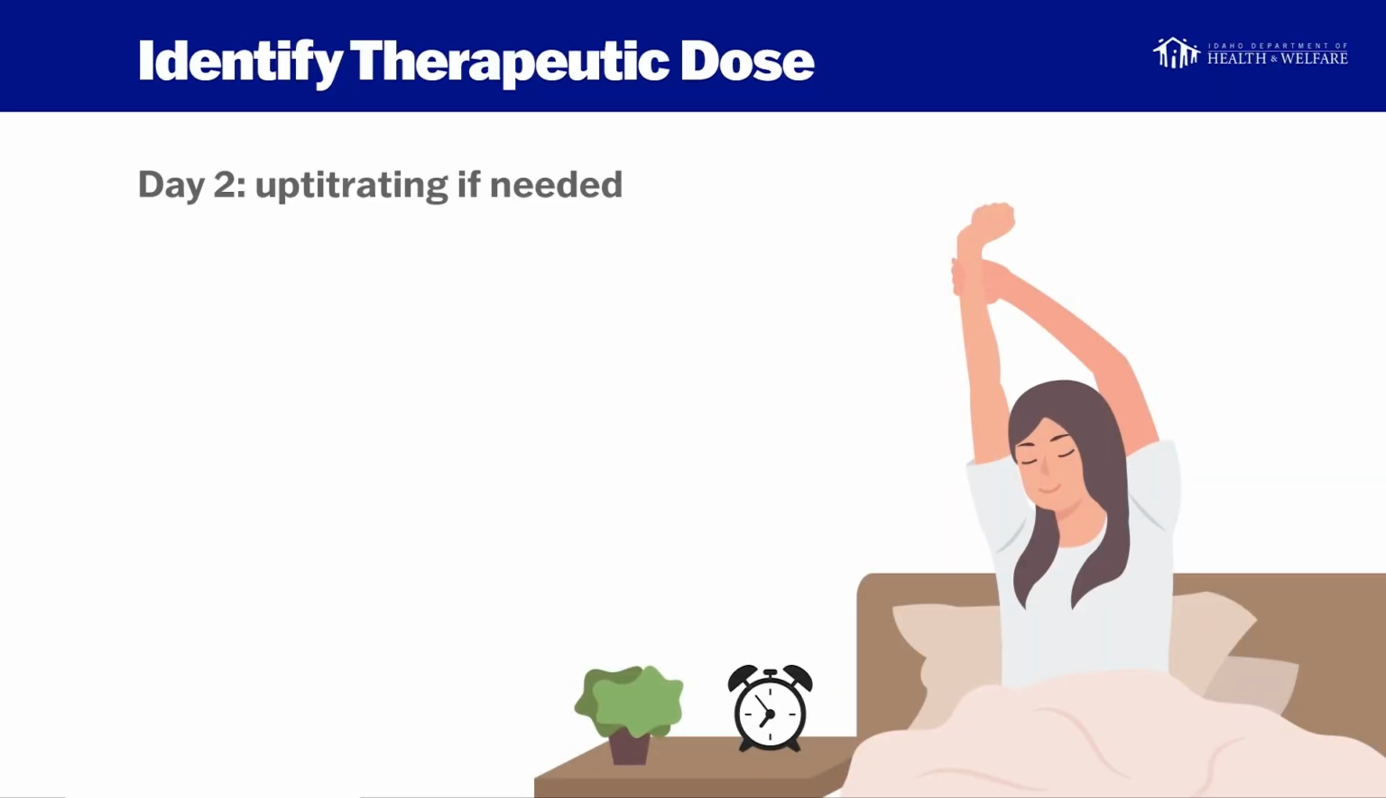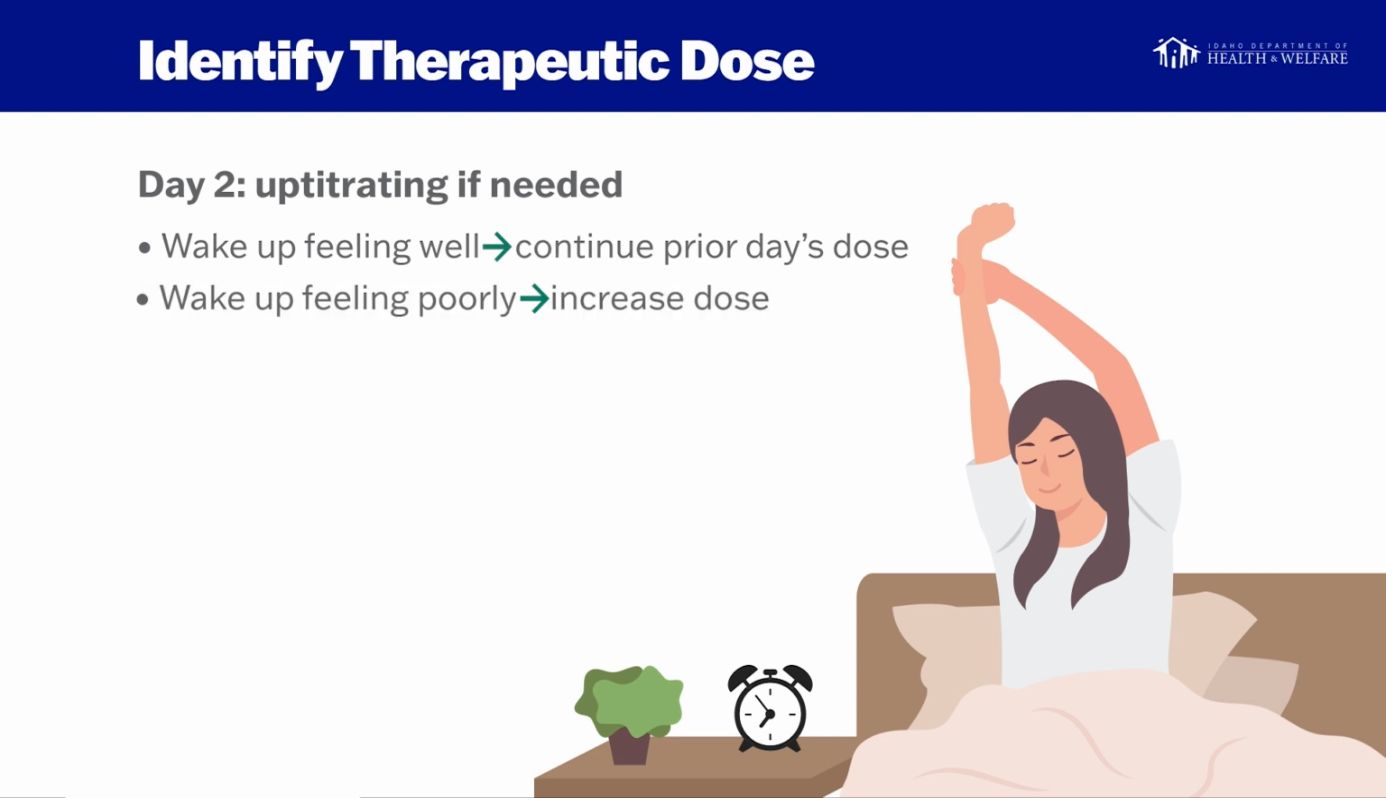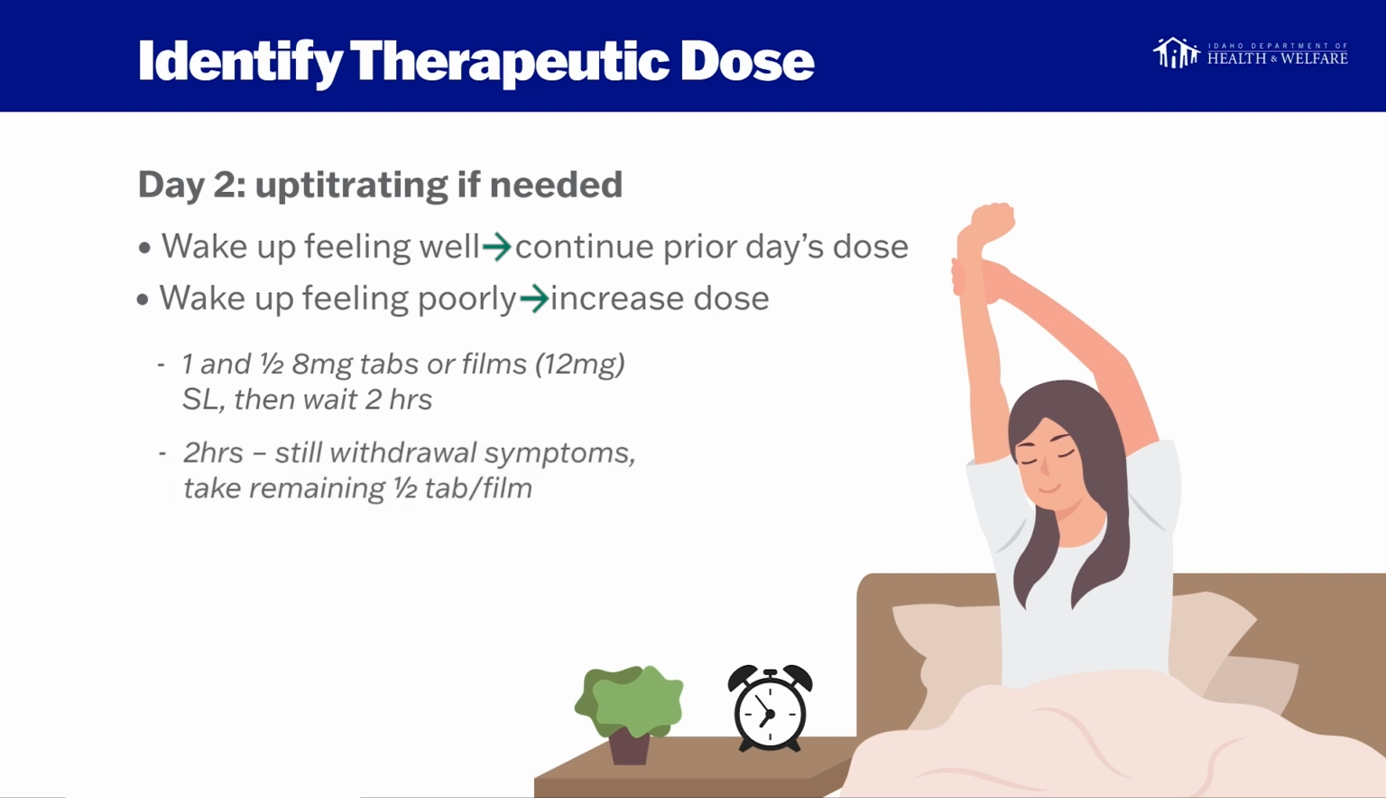Day 2, when they wake up, if they wake up feeling well, we know we reached the right dose. And 8 mg a day is the dose for them, and they should just continue taking that every day. If they wake up not able to eat breakfast, feeling poorly, well then 8 milligrams is not enough, and we should increase that dose from the get-go. That means starting them with 1.5 tabs or 1.5 films, whichever formulation you're using. Again, the tabs or films are 8 milligrams, so 1.5 would be 12 milligrams. Wait another 2 hours. If they're still having symptoms, you could push that up to 2 full tabs or 2 full films, a total of 16 milligrams.